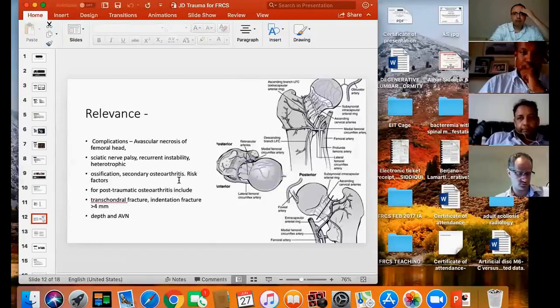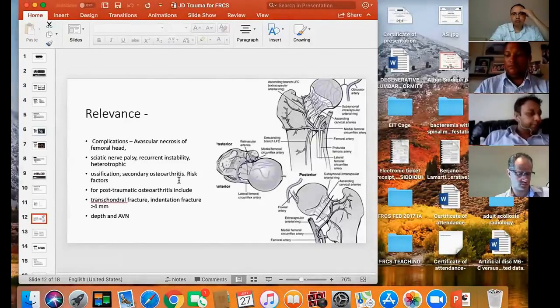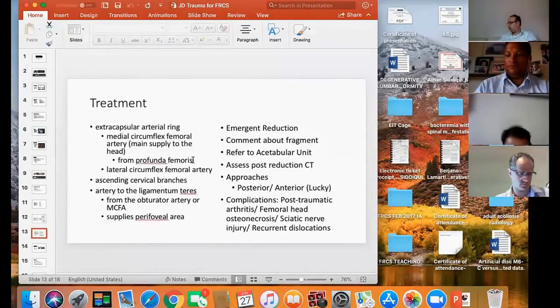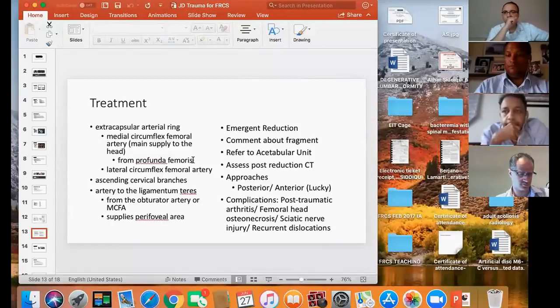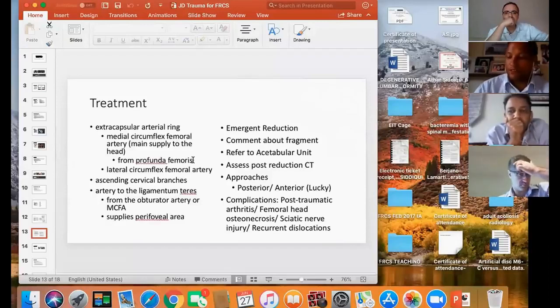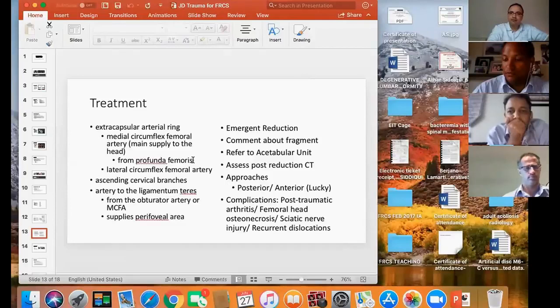So if you're saying all these things, you are on safe ground. Everything else, you're just aware of it. You're aware of the Pipkin classification. You're aware of the femoral head blood supply, which is so important, and you're aware of approaches. Once you have the Pipkin classification, you have the blood supply, you have told about the extracapsular ascending cervical branches and ligamentum teres and all the rest, you have talked about the fragment, and you have done a single attempted reduction in A&E under deep sedation, then you are on safe ground.